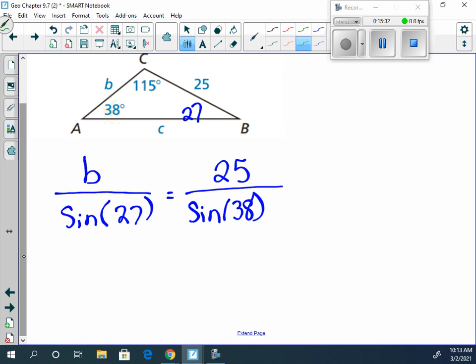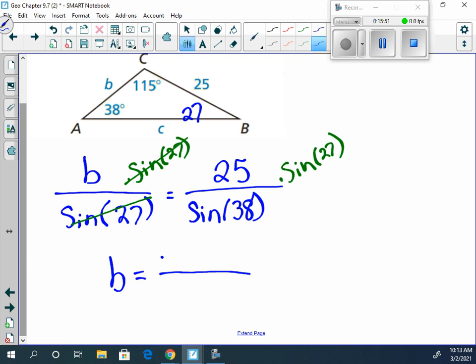What do we do next? We multiply both sides by sine of 27, because we're trying to get the variable by itself. And when I multiply both sides by sine of 27, the sine of 27 would simplify, leaving us with b is equal to 25 times sine of 27 over sine of 38.